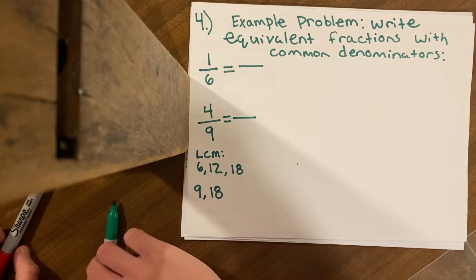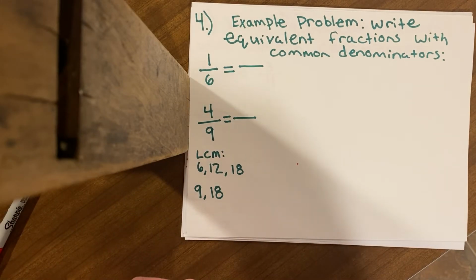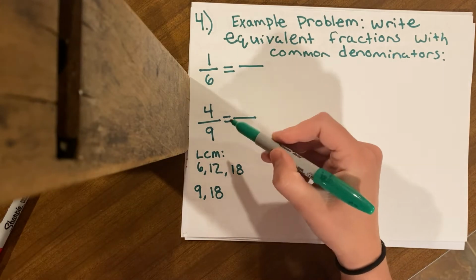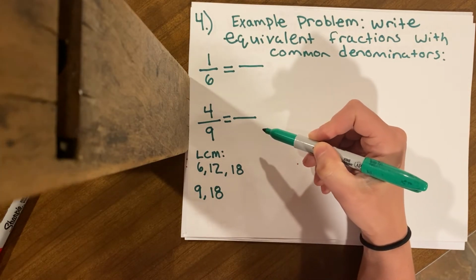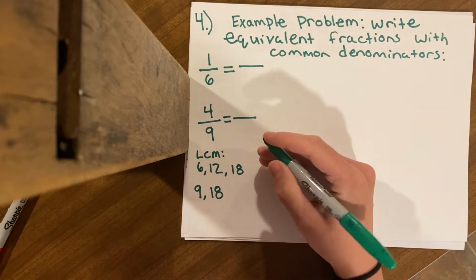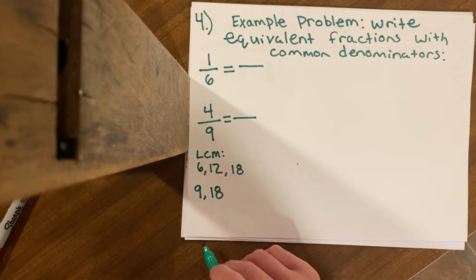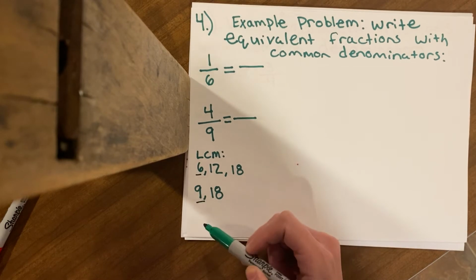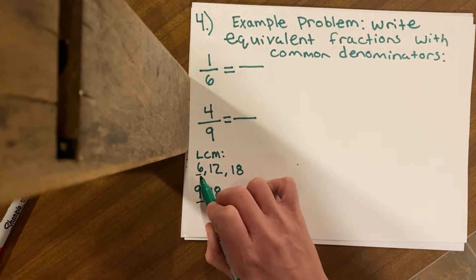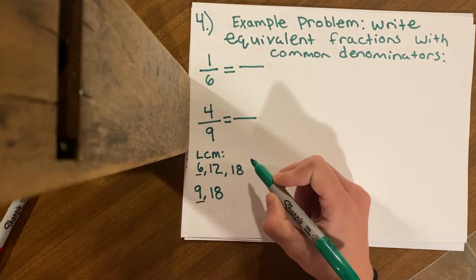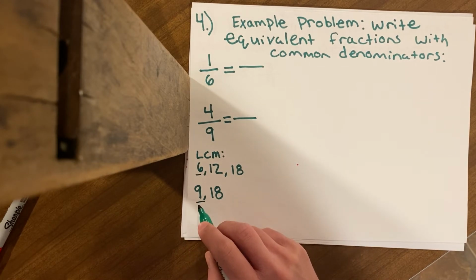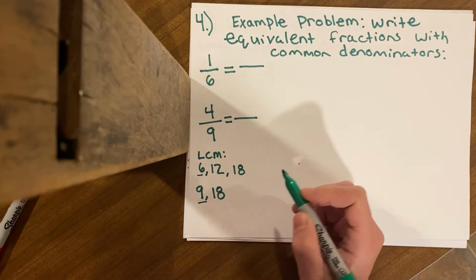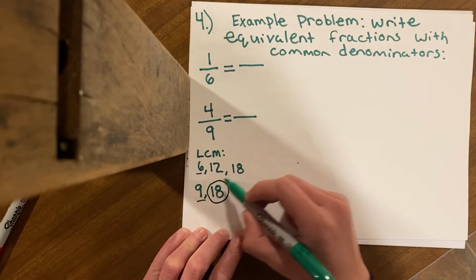Number 4. Here is an example problem for number 4. Write equivalent fractions with common denominators. So for this, you're going to do our equal, equal, line, line. Okay? Our first step to finding the common denominator is we need to look for the least common multiple. So we line up 6 and 9. We first start with our multiples of 6. 6, 12, 18. Then we start with our multiples of 9. 9, 18. We know our least common multiple is going to be 18.